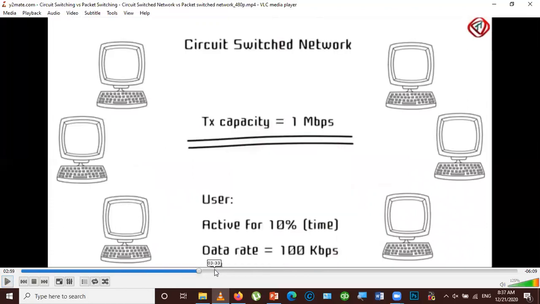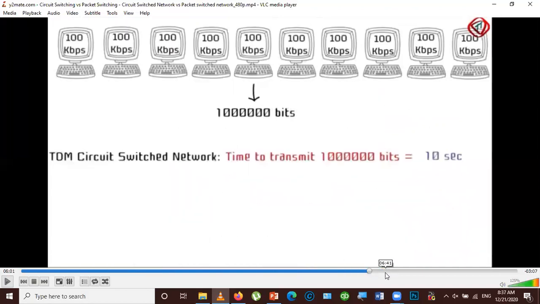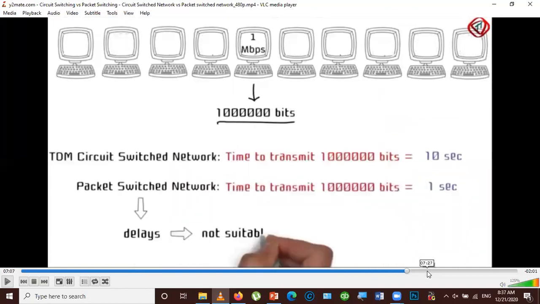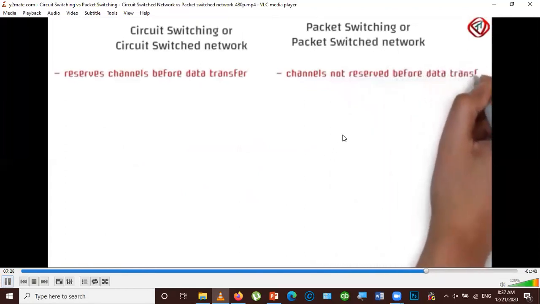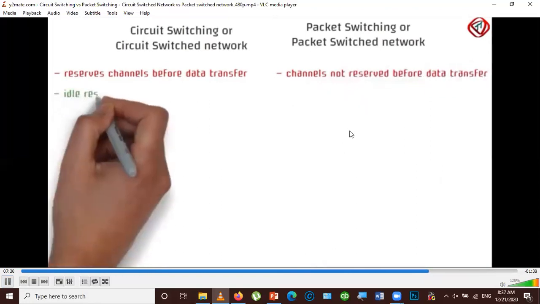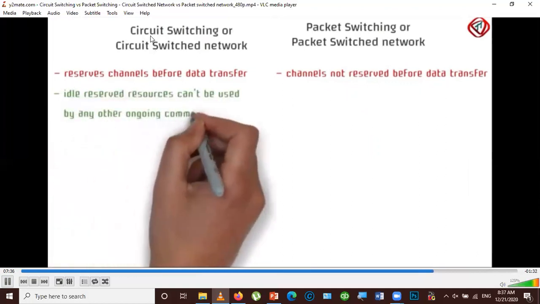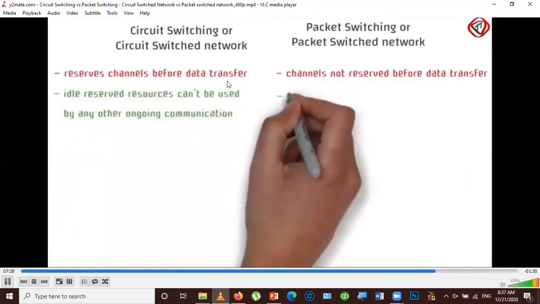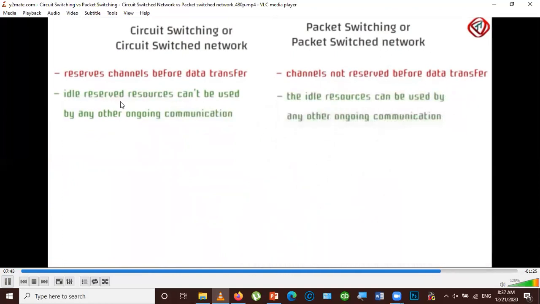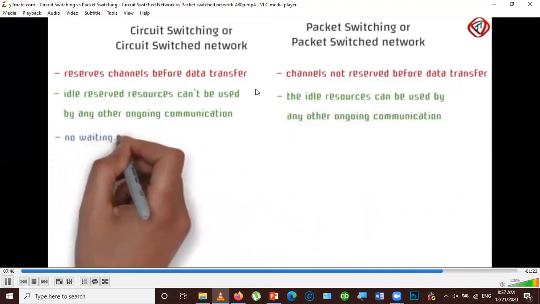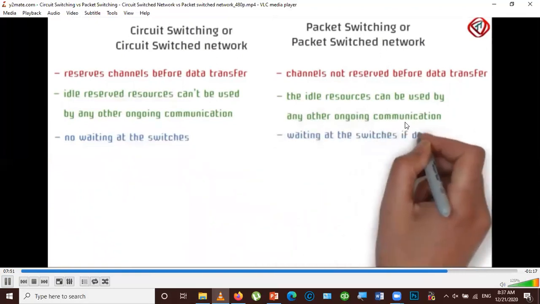Now let's see some main differences between packet switching and circuit switching. There are two types of networks, one is packet switching and one is circuit switching. Circuit switching reserves the channel before data transfer, while in packet switching the channel is not reserved before data transfer. Idle reserved resources can't be used, while idle resources can be used by any other ongoing communication.